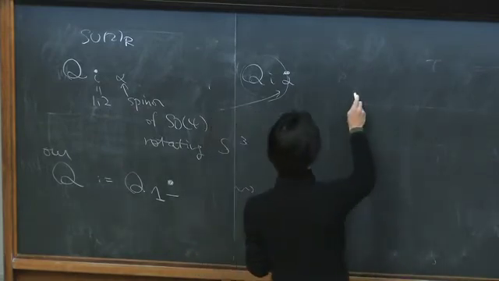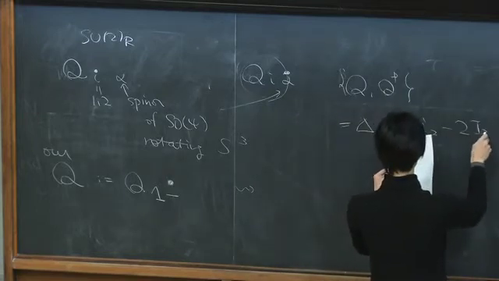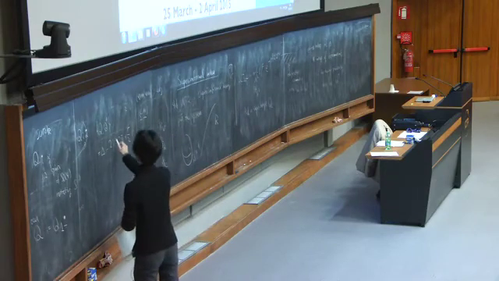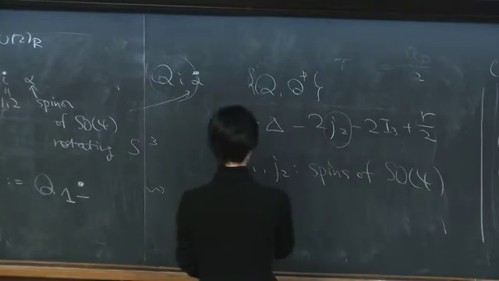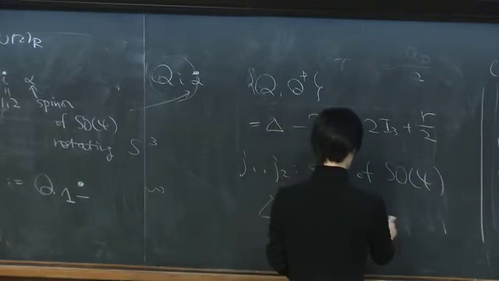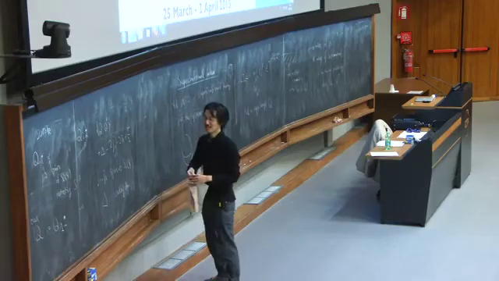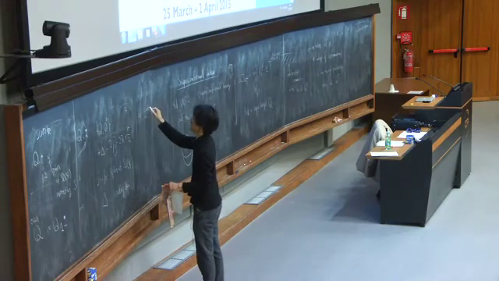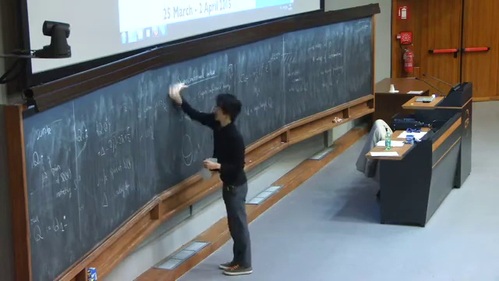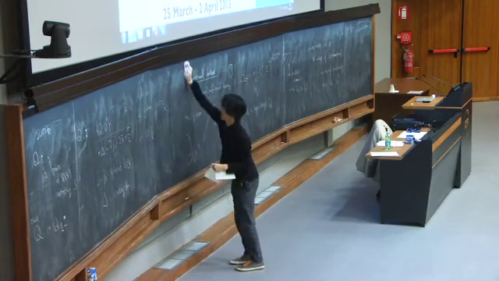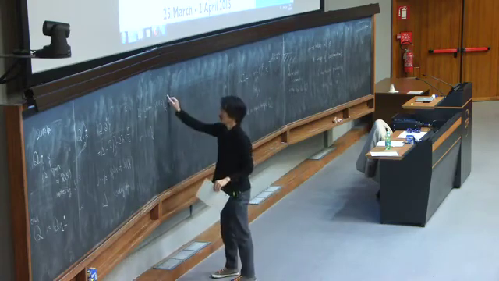Then the anti-commutator of Q and Q dagger can be computed, and this becomes delta minus 2J2 minus 2I3 plus this. So J1, J2 are the spins of SO(4). Delta is the scaling dimension, or the energy on S3. And I3 is the Cartan of SU(2). And R is the U(1)_R charge.